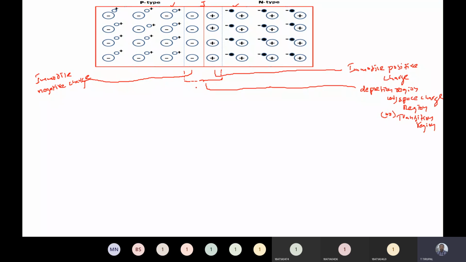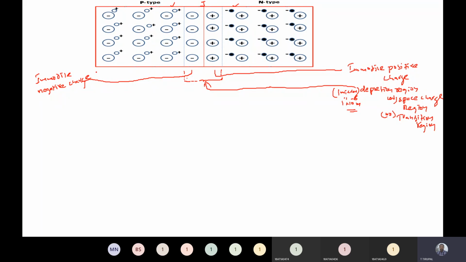Please do remember, it's very important. The distance of this depletion region is equal to 1 micron. 1 micron means 1 into 10 power minus 6 meters. That is said to be 1 micron.